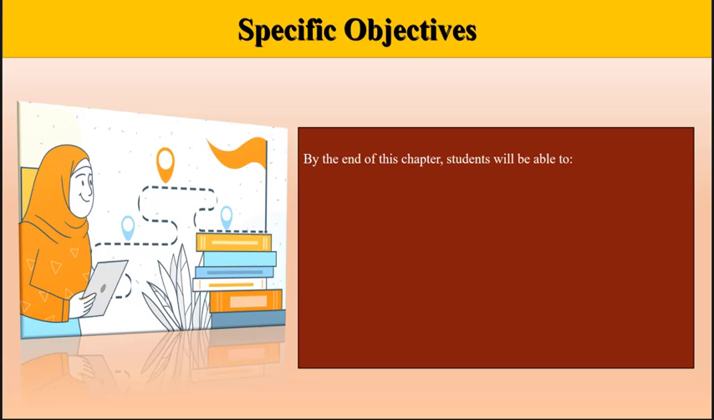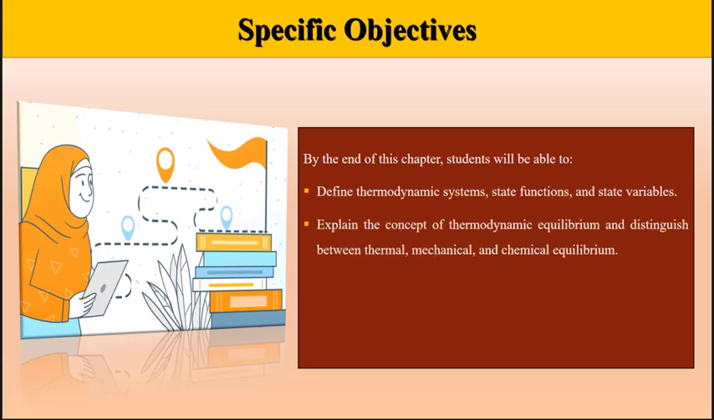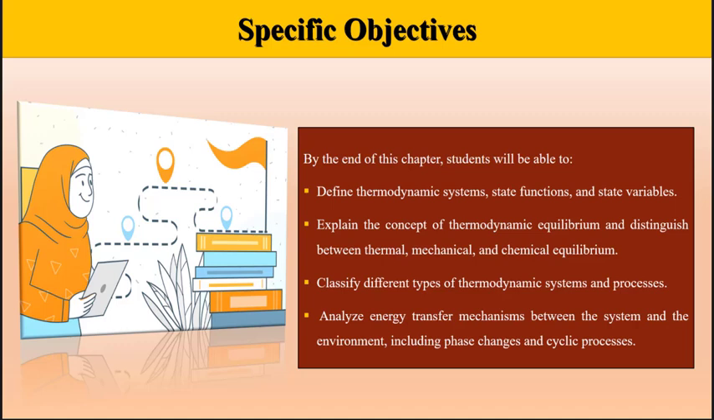Regarding the specific objectives of this chapter, by the end of it, students will be able to define thermodynamic systems, state function, and state variables, explain the concept of thermodynamic equilibrium, and distinguish between thermal, mechanical, and chemical equilibrium, and classify different types of thermodynamic systems and processes, analyze energy transfer mechanisms between the system and environments, including phase change and cyclic processes.